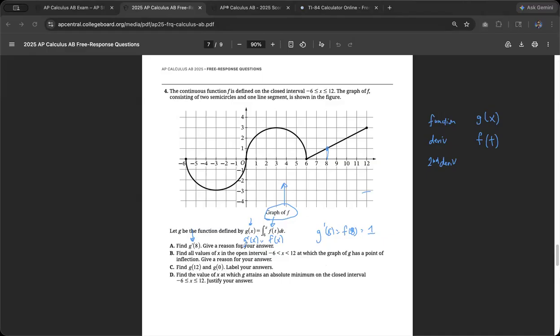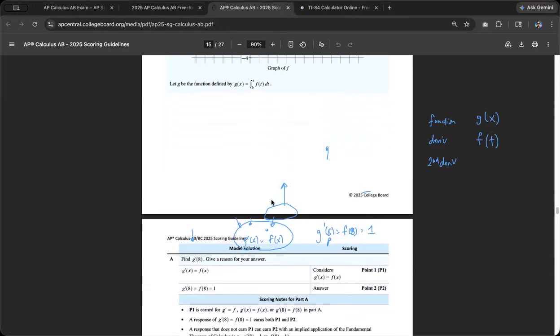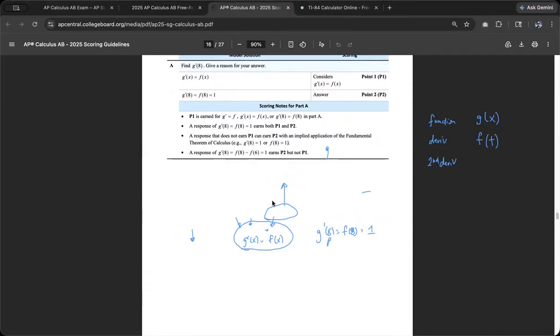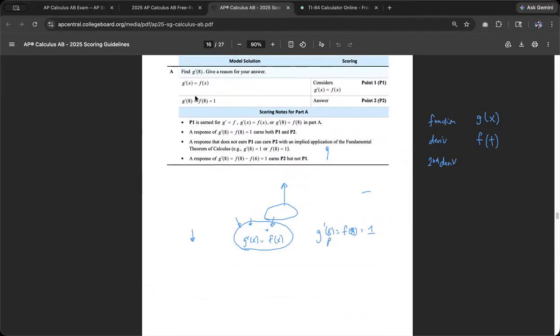You got to make sure you show this though, that the derivative of g of x is that f of x, because that's what the definition of this x goes into your function. And then plugging in your 8 gets you 1. As you can see, g prime of x is equal to f of x. We got that first point. Then plugging in our function 8 gets us the 1. So we got both points right there. Very, very quick.